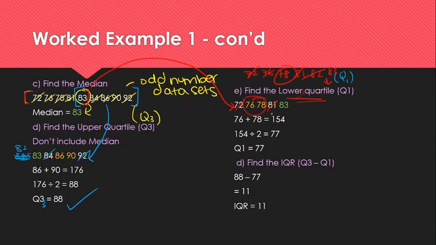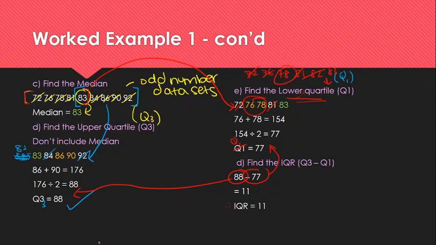we add them together, which gives us 154. Then we divide by 2 because there are 2 numbers here, kind of like finding the average. So if you divide by 2, it equals 77. So we now know that Q1 is 77. To find the IQR, you need to subtract Q1 from Q3. I've obtained Q3 from over here, and I've obtained 77 over here, and you've just subtracted them, and it gives 11. Therefore, the IQR equals 11.